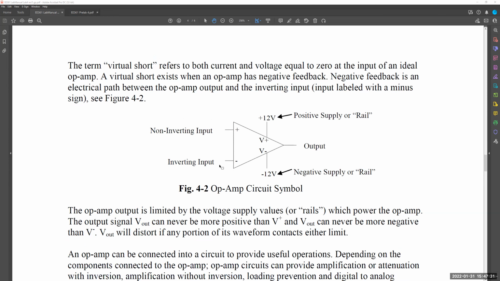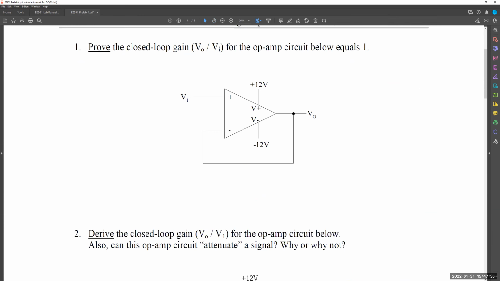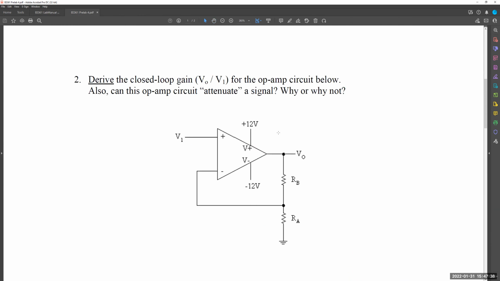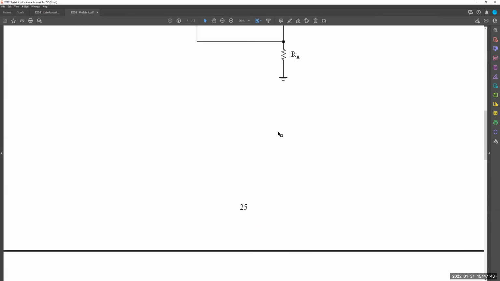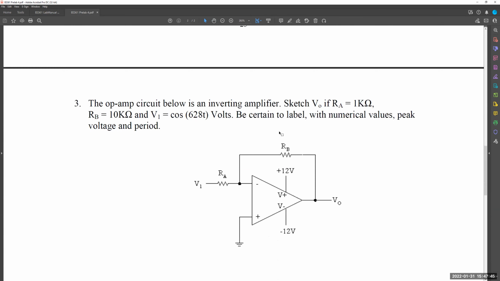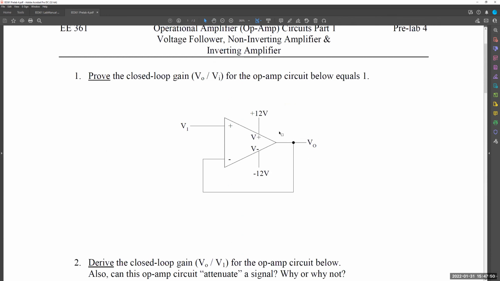Now, there are basically three questions. The first one deals with the voltage follower. The second one deals with the non-inverting amplifier. And the third one has to do with the inverting amplifier. So let's take a look at all three of these. The first question asks you to prove that the closed loop gain, meaning V out over V in, for the op-amp circuit equals 1.